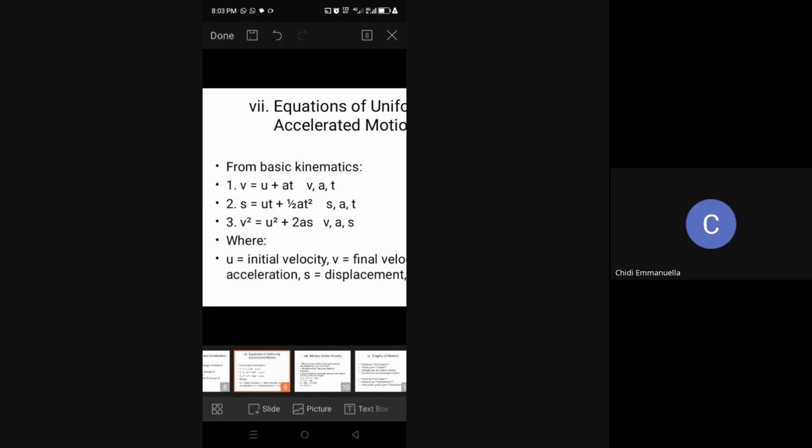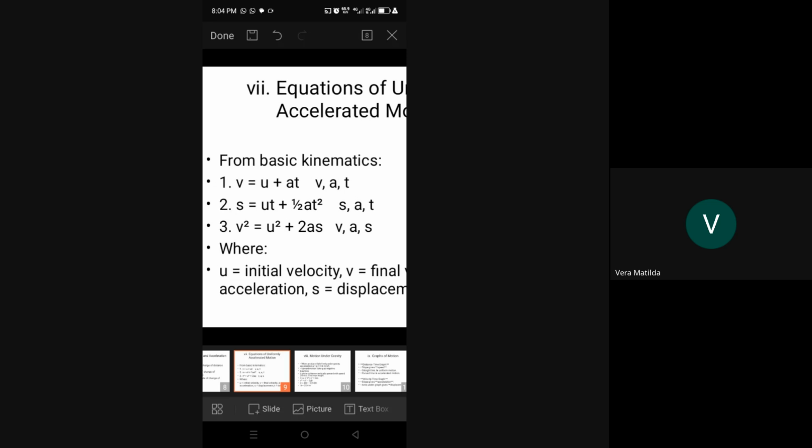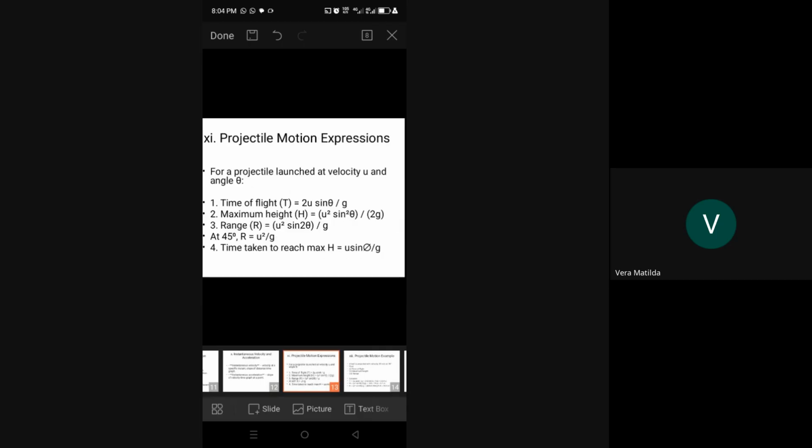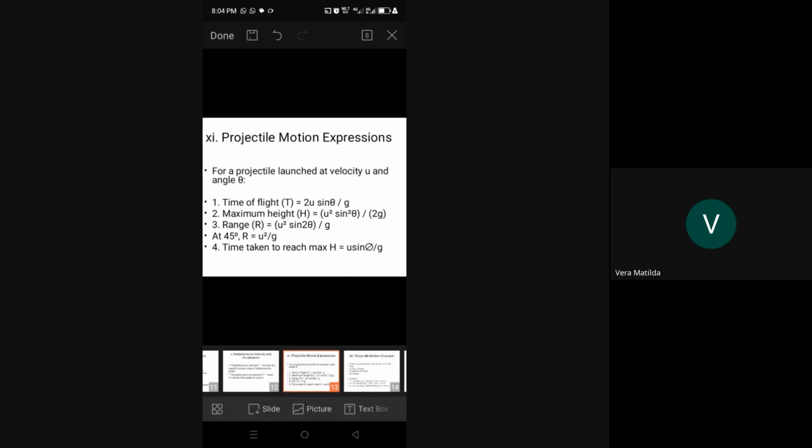We still have formulas for projectile. We have for impulse and momentum. So that's why I was asking which of the formulas. If possible, you guide me to display it, then I can just screenshot. Okay, have you taken the screenshot of this one? Yes. All right, then let me give you projectile now. This is projectile: time of flight, maximum height, range, and time taken to reach maximum height.